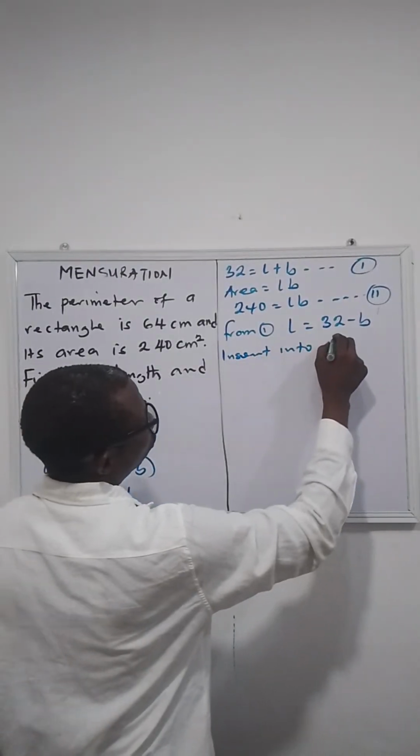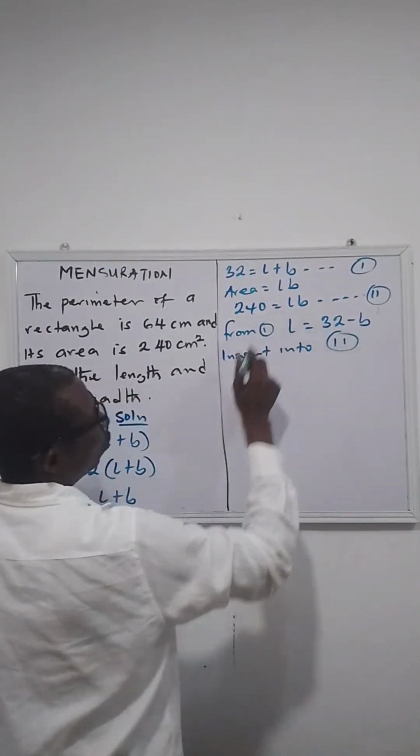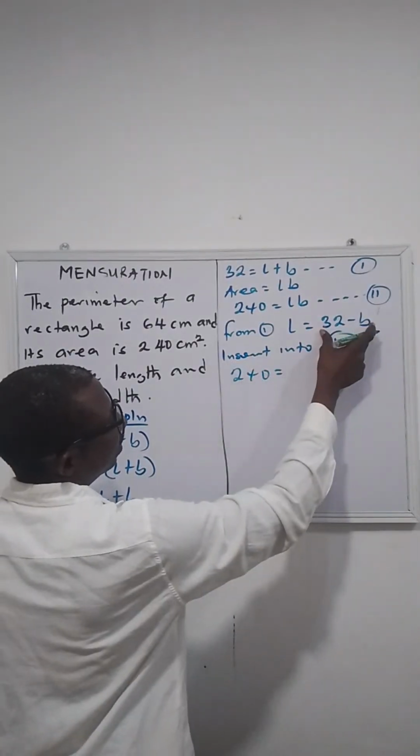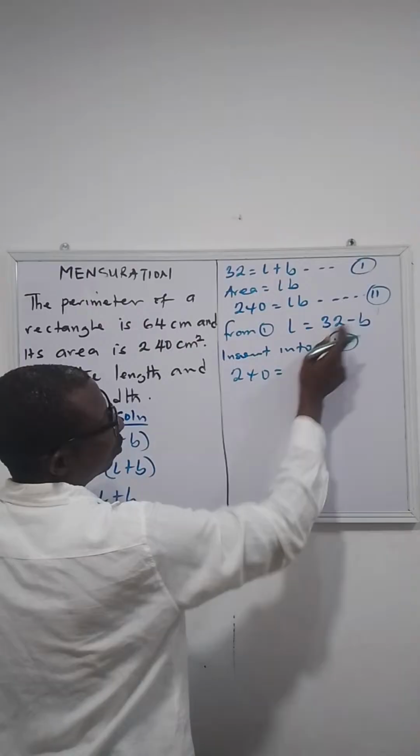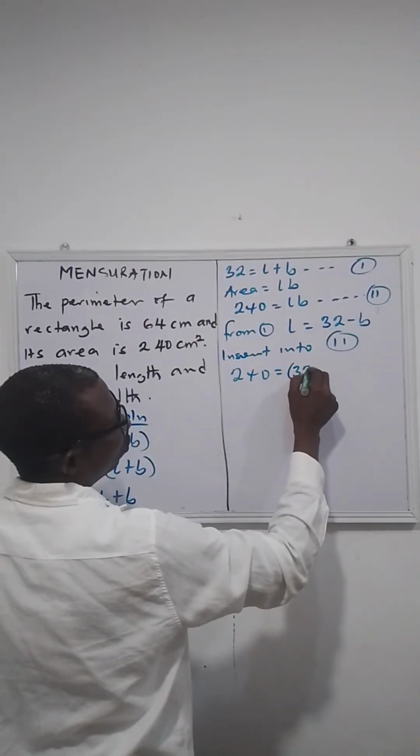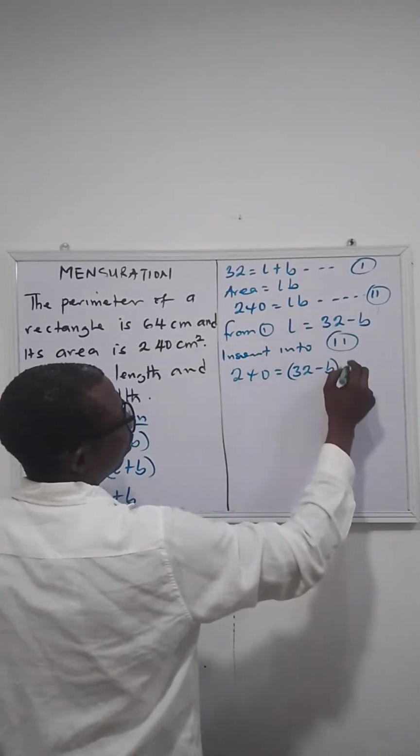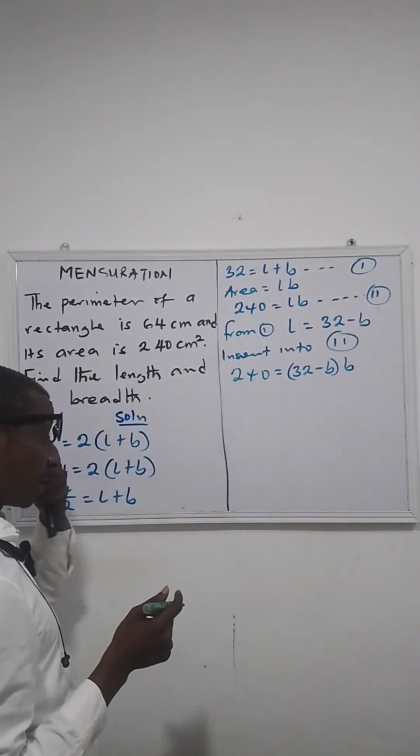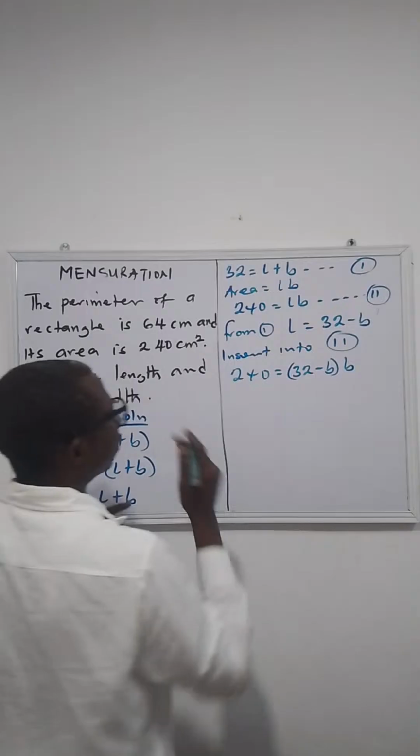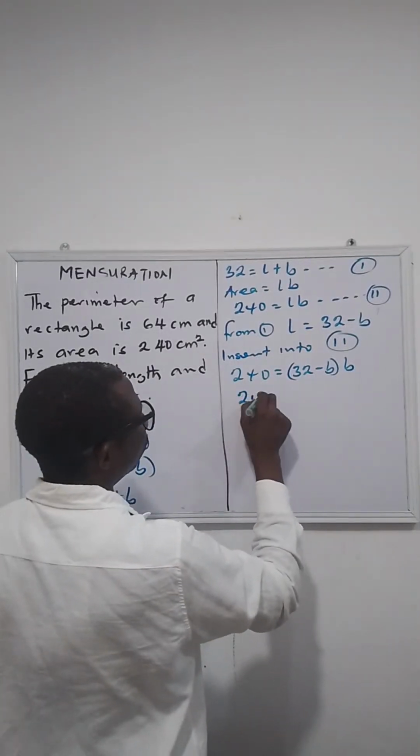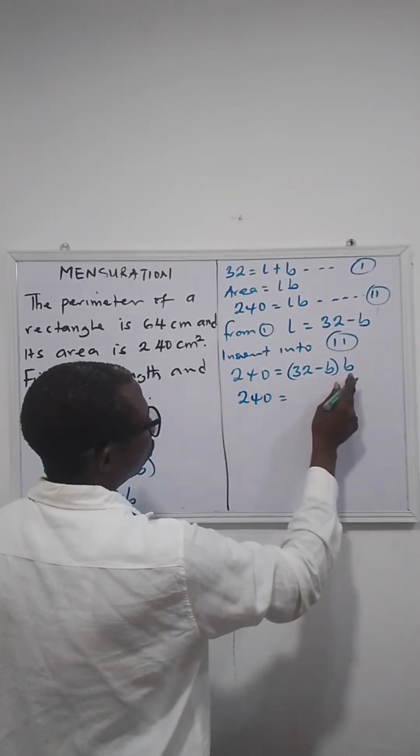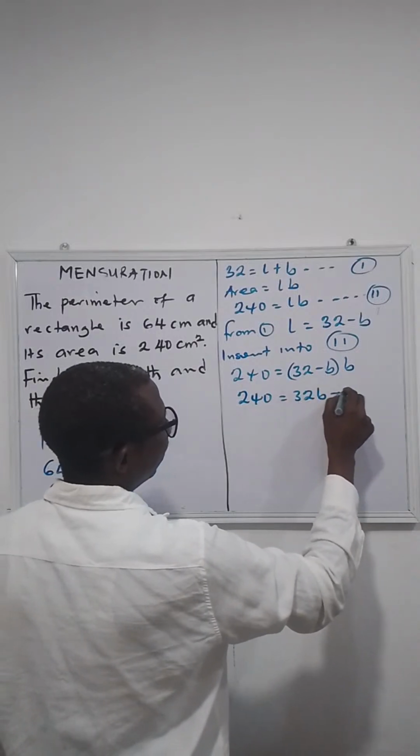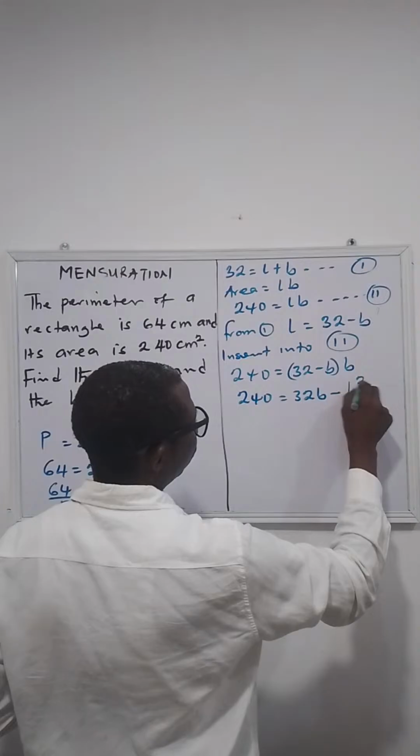So insert into 2. When you insert into 2, what do you have? We have 240 equals, this is L, so where we have L, you just put 32 minus B, and you have a B here. Okay, so can we open the bracket now? So we have 240 equals 32b negative b squared.